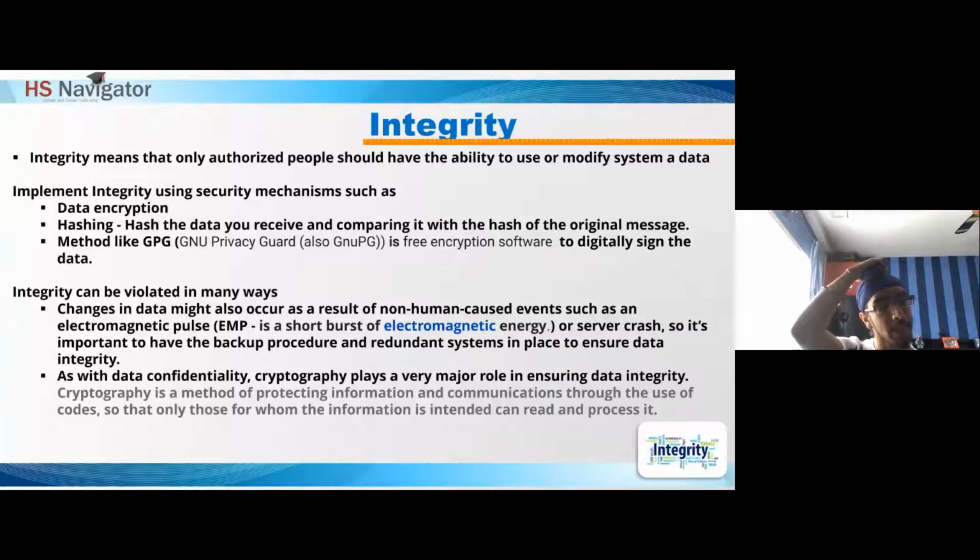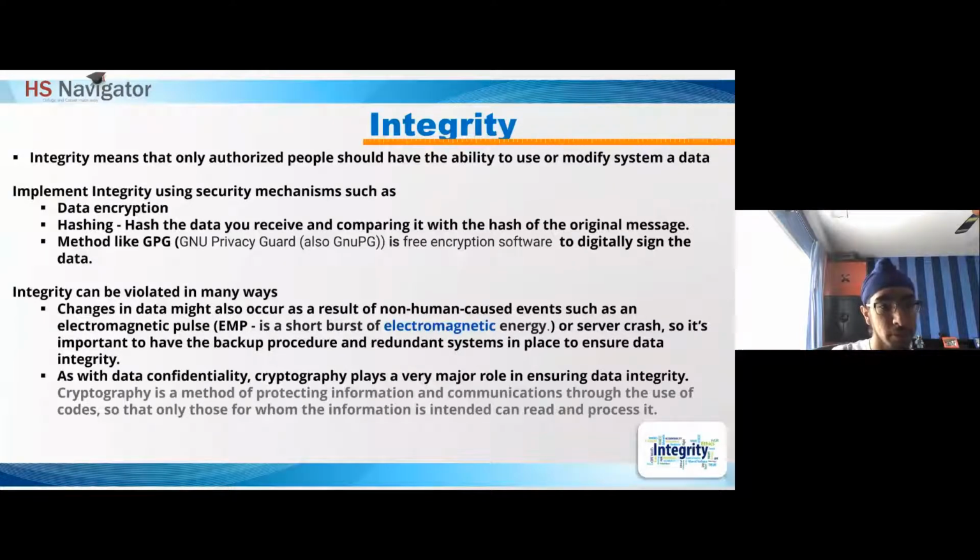But again, integrity can be violated in multiple ways. Some non-human events can actually change data. An electromagnetic pulse can alter hard drives and affect the data on them. Servers can crash, there could be short circuits, and there could be power outages that can all cause data failures. And as with confidentiality, cryptography also plays a really important role in integrity, because you can make sure that only people who know how to alter the data can alter it. So that's another way you can do it.